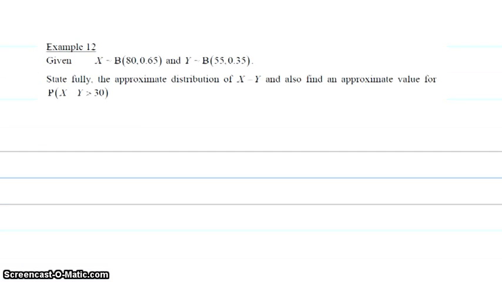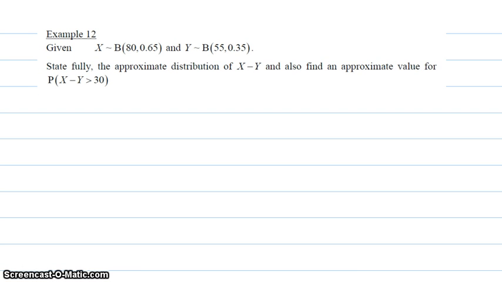Let's try example 12. Given that X is binomially distributed with 80 trials and probability of success of 0.65, and Y is binomially distributed with 55 trials and probability of success of 0.35, state fully the approximate distribution of X minus Y, and also find the appropriate value for this. It's been very difficult to compare because of the different number of trials, but with approximation, we can now do this type of thing.